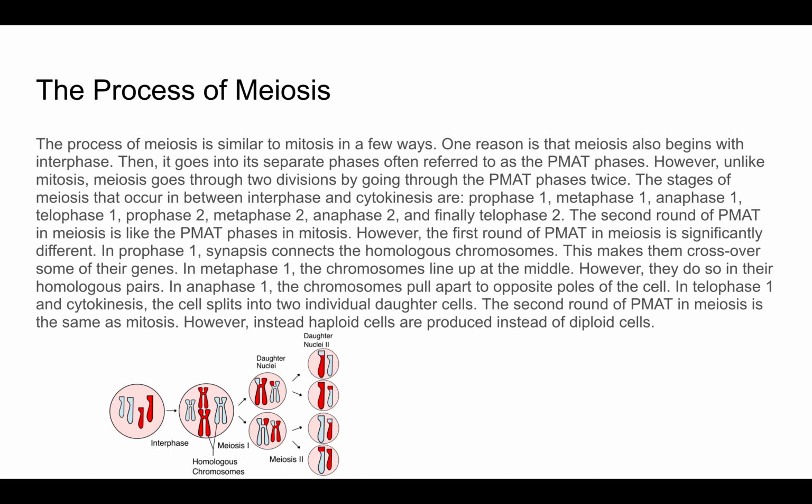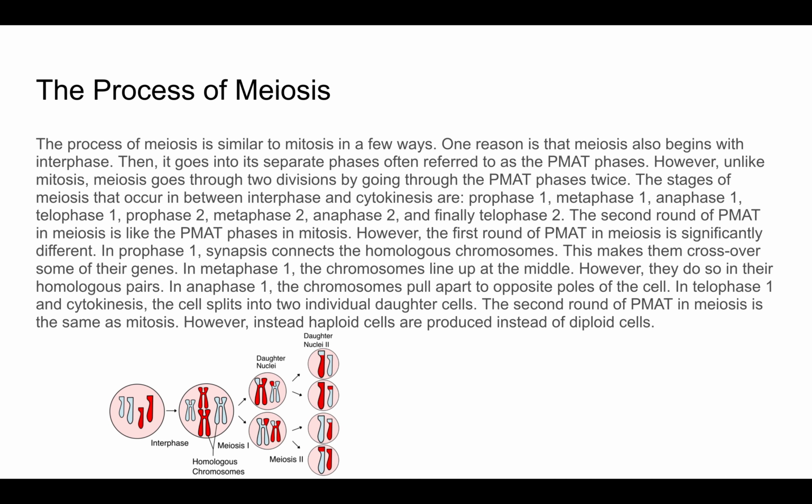Now I will talk about the process of meiosis. The process of meiosis is actually similar to mitosis in a couple of ways. One reason is that meiosis also begins with interphase, just like mitosis, and then it goes into its separate phases, often referred to as the PMAT phases. However, unlike mitosis, meiosis goes through two divisions by going through the PMAT phases twice instead of just once.